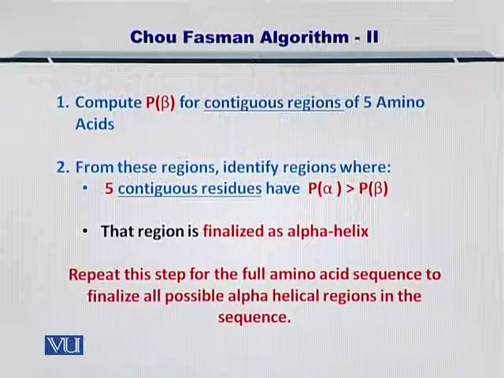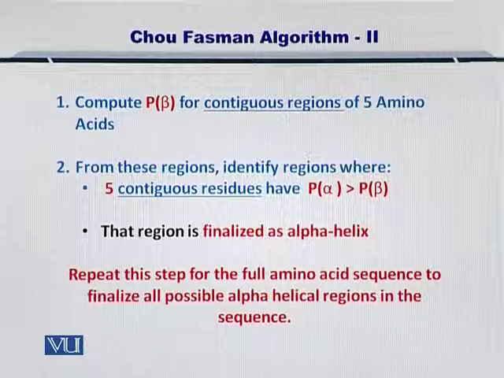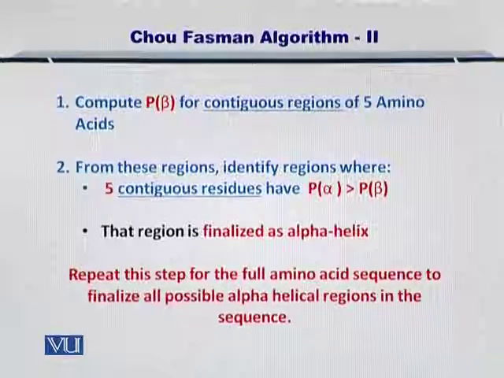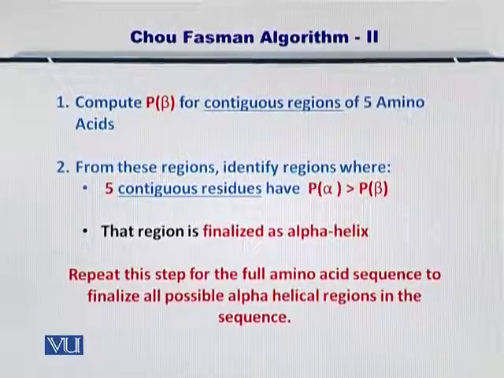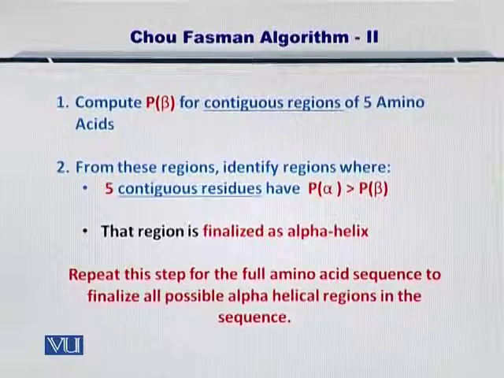So this will help you to identify and isolate the alpha helices and the corresponding amino acids from the protein sequence. Now the remaining amino acids can be evaluated for formation of other secondary structures.